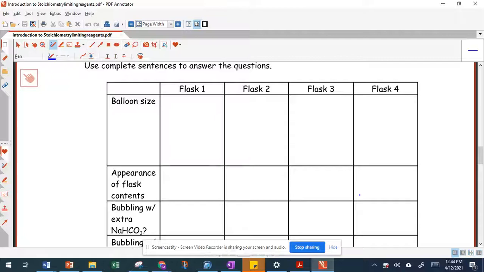So today as you watch this video, in the first row here, what I want you to do is you may either draw the balloons, trying to show the relative size of the 4 balloons, or you may simply write down which one's the smallest, if they're the same size or not, which ones are larger, and so on. Here you could write down some of your observations of what happens as the reaction occurs.